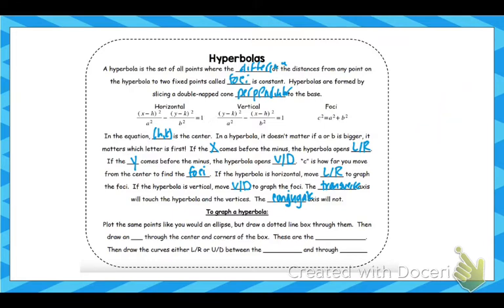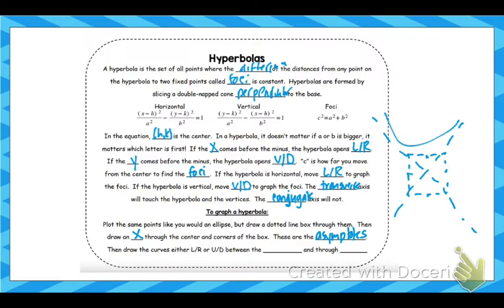The way we're going to graph a hyperbola, we're going to start the exact same way you'd plot an ellipse. We're going to plot the same points the same way. The only difference is for an ellipse, we made those 4 points, and then we drew our ellipse. What we're going to do for a hyperbola is make those 4 points, but we're going to make a little dotted line box that goes through those 4 points. Then we're going to draw an X through the center and the corners of the box, like that. And what that's creating are the asymptotes for these parabolas. Once you have that done, you just draw the curves of your hyperbola. So if the X comes first, you'll draw them on the sides.